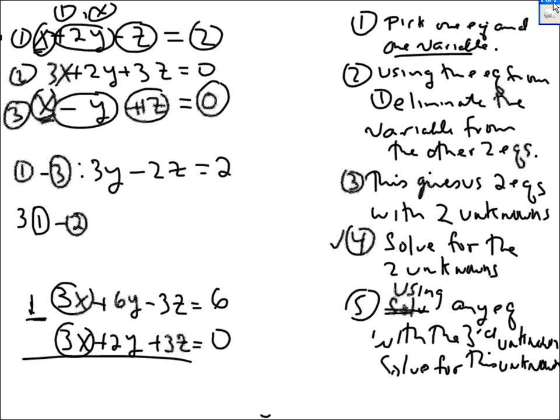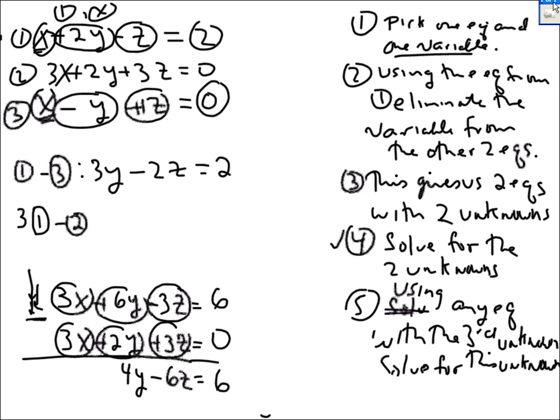Now, if I subtract 3x minus 3x, that's history, it's 0. 6y minus 2y is 4y. And you all know that 3 minus 3 is 0. But that's not 3z. It's negative 3z. Minus 3 more z. That's minus 6z. Is equal to 6 minus 0, which is 6. Personally, I would divide this equation by 2. Make the number small over 2. So you have 2y minus 3z is equal to 3.